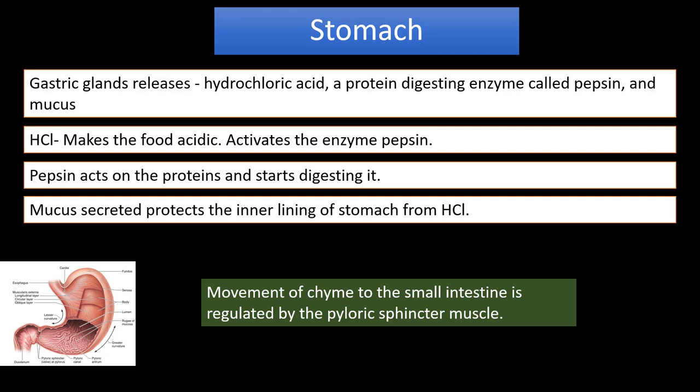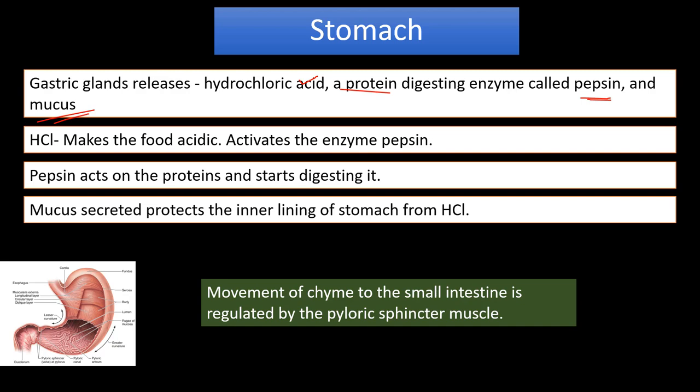One is the HCl, second is a protein that is called pepsin, and the third is mucus. Now remember that the pepsin is actually not released in an active form. It is rather released in an inactive form, and that is called pepsinogen. Now the pepsinogen gets activated only if the condition is acidic. So the HCl here basically activates the enzyme pepsinogen into its active form, pepsin.